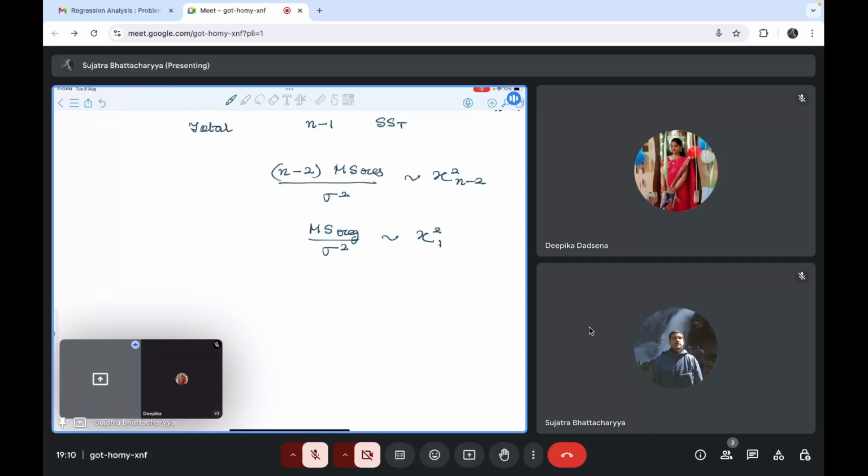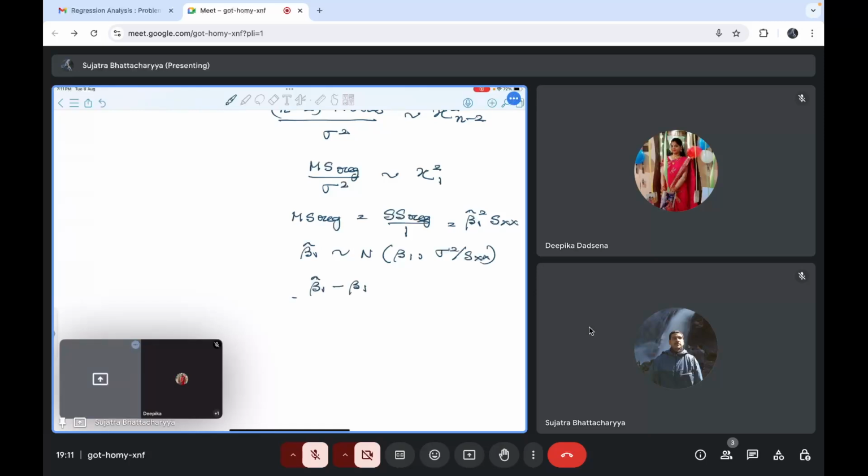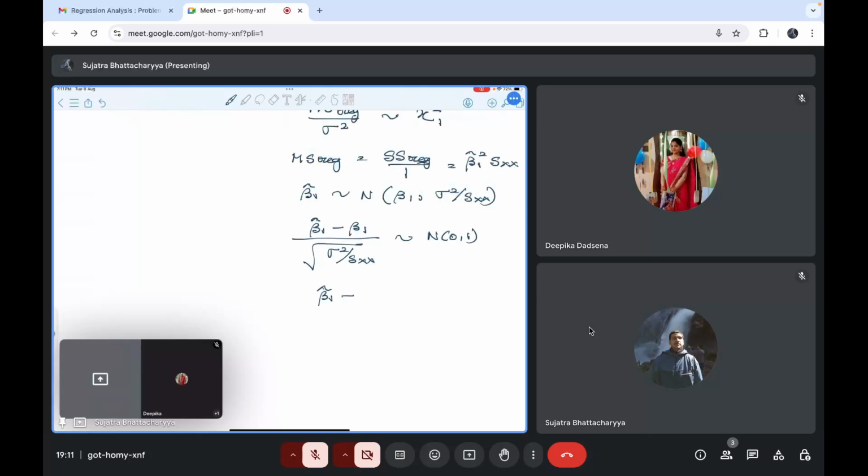It actually starts from the fact that I know MS regression is nothing but SS regression divided by 1. So SS regression only, which is beta 1 hat square Sx. This we know. Also, we know that beta 1 hat is normal with mean beta 1 and variance sigma square by Sx. Correct? So while doing the hypothesis testing, we know that beta 1 hat minus beta 1 over root of sigma square by Sx is normal 0, 1. And if I write sigma square as MS residual divided by Sx, this is nothing but the t distribution.